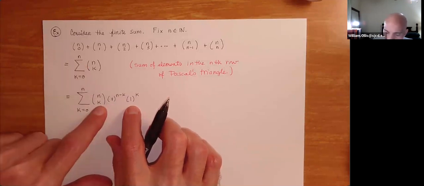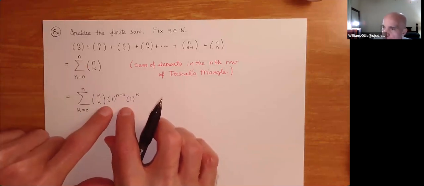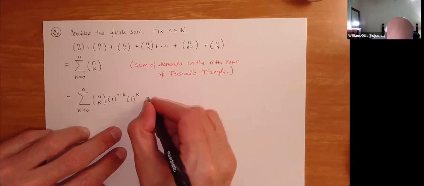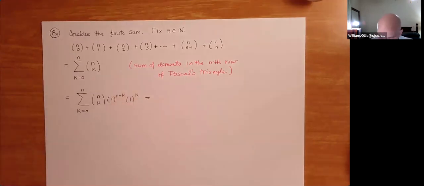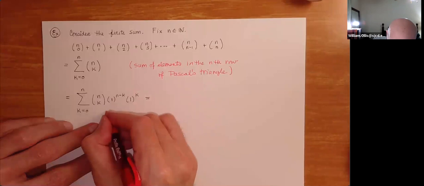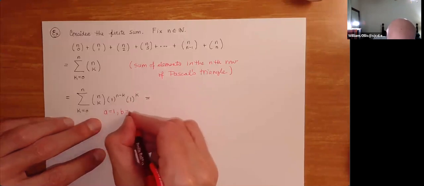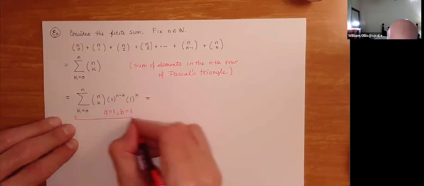These are equal. But now you're seeing that we have opened the door to the application of the binomial theorem. So now you can say, all right, what does this mean? Well, this is just a statement of the binomial theorem where we have A equals 1, B equals 1. So this is the binomial theorem.